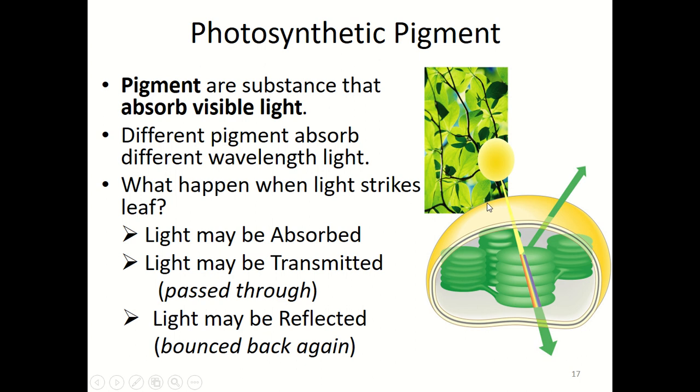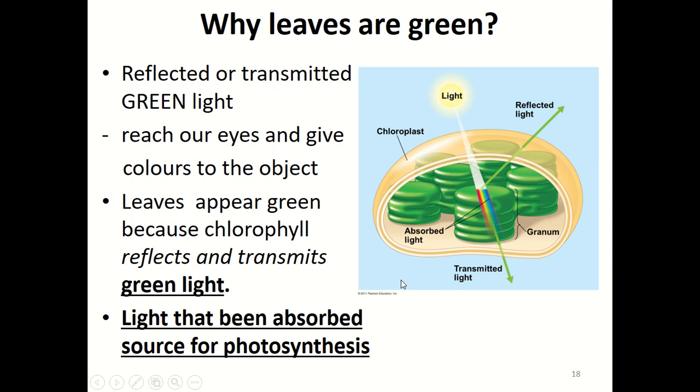So what happens when the light strikes the leaf? The light will be absorbed, however, some will also be transmitted. Not all the light will be bounced back that is visible to our eyes. So why are leaves green? Leaves are green because the pigment only reflects green color.